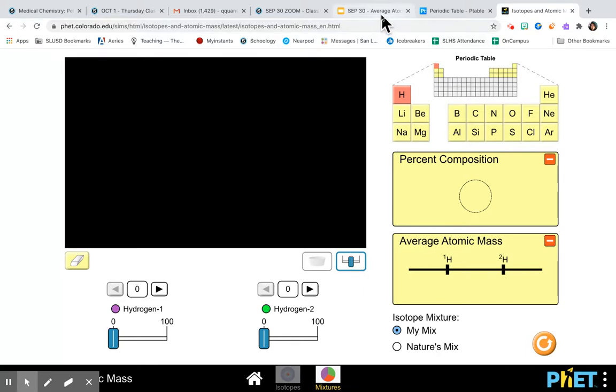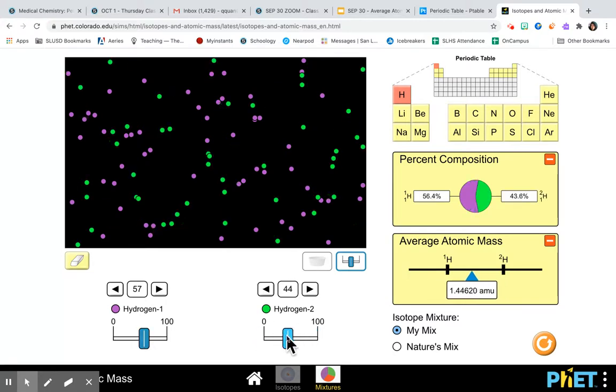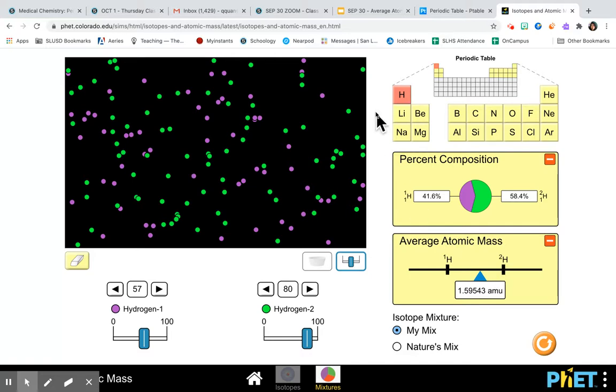And I basically want you to play around with this tool. Notice that there are two isotopes of hydrogen that exist: hydrogen 1 represented by the purple circle, and hydrogen 2 represented by the green circle. You're going to move these toggles and notice what's happening to the average atomic mass number in this yellow box on the bottom right-hand corner.